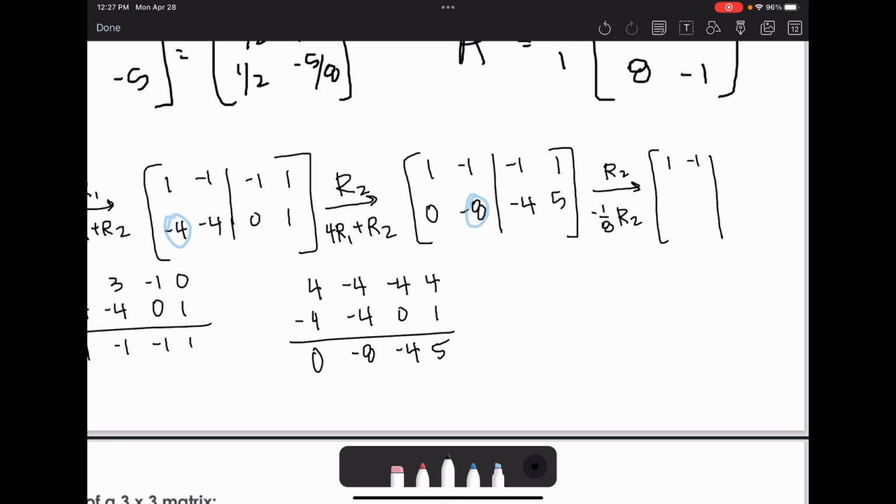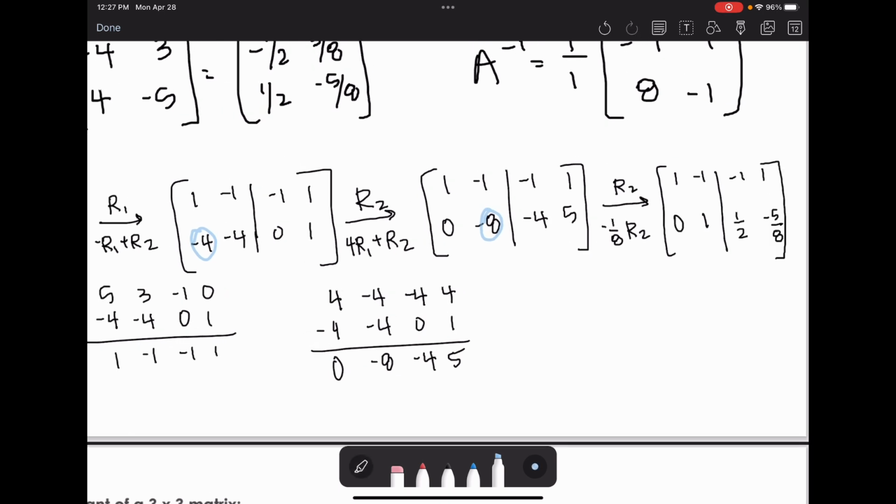Just going to write a little smaller here. That would be 0 and 1. That was the point of what we're doing. And then 4/8, positive 4/8, which is 1/2. And then -5/8, which is good because look right here.